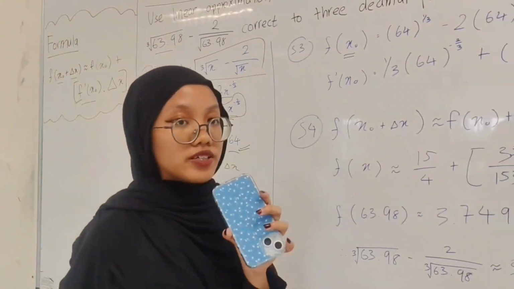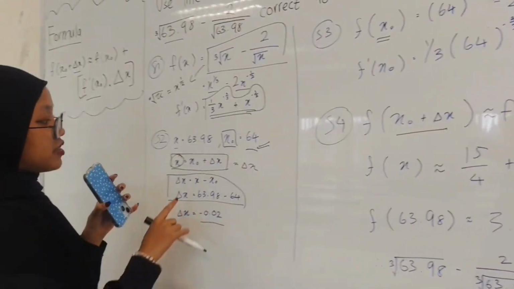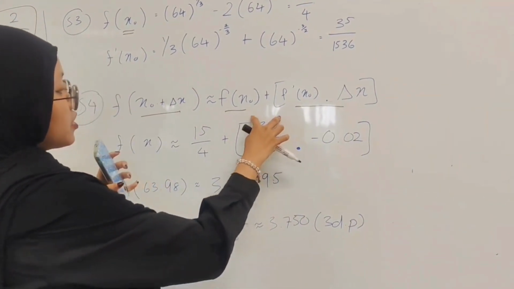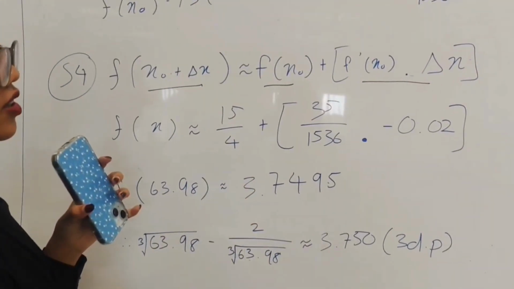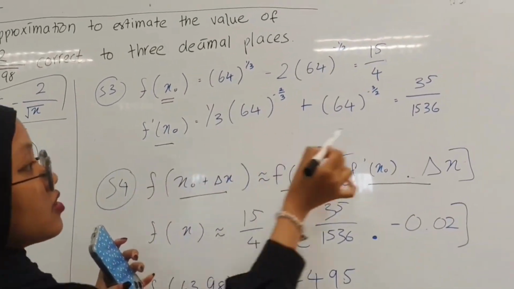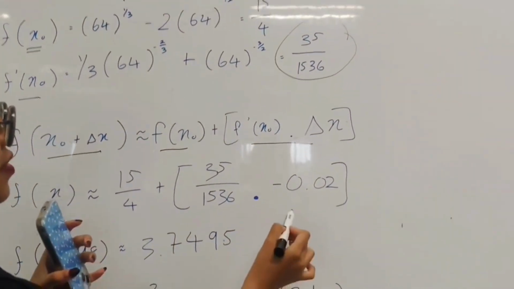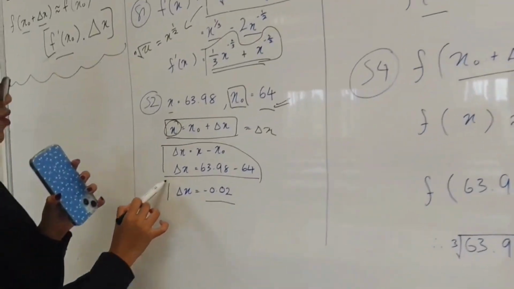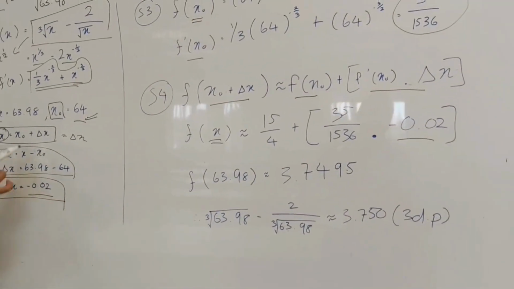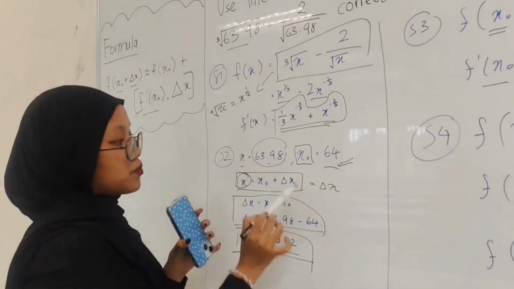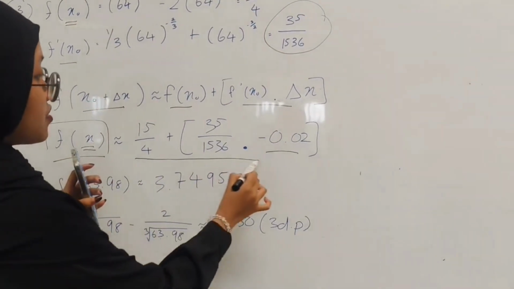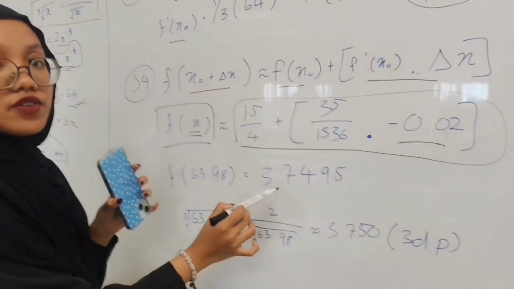So for step 4, the last step, we need to apply all the information we got from step 2 and 3 into the formula. So x null plus delta x is actually x. So we already know the value of these both terms, which is 15/4 for f x null, and 35/1536 is the f prime x null, this one. And the delta x is negative 0.02, which we get from step 2. Then the x, we actually already know, which is 63.98 from step 2. And we just apply it to this formula. Then after calculating this equation, we will get 3.7495.